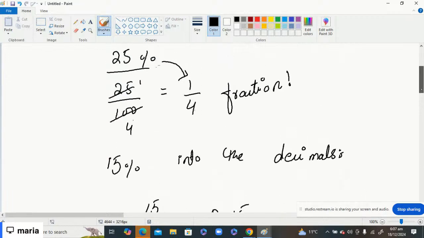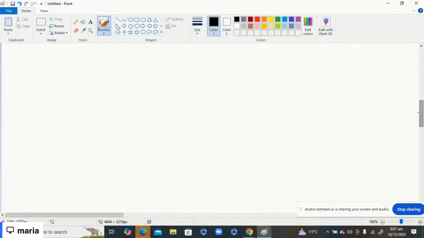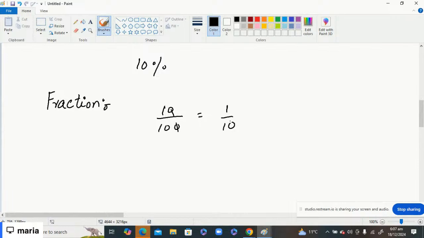And here is the conversion into the fraction. For example, we take the same number and convert it first into the fraction and then into the decimals. For example, the percent is 10%. First of all, we convert this 10% into a fraction. So 10 over 100. So this is 1 by 10.